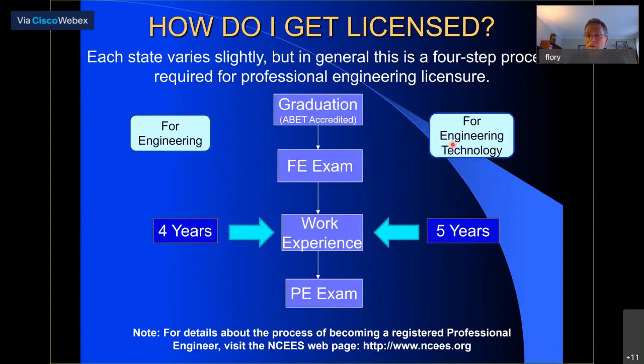For engineering technology, it is the same track, graduating from an accredited engineering technology program, but generally, not always, because each state can be different, there is an additional year of experience that is required before you can take the PE exam. Okay, so that really is going to be the only difference. Now, for details about the licensure process, the place to go is the NCEES, and the website is listed there at the bottom. Okay, and they will give you more information.